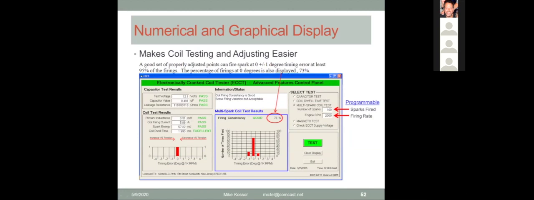The other thing you can do if you have the control panel is you can change the number of sparks fired, and you can change the firing rate. If you were going to have higher RPMs and you wanted to make sure it's not breaking up with a higher speed, you can change that up to 5,000. Of course, nobody's going to be operating quite that high. At least I don't want to be too close to that engine.